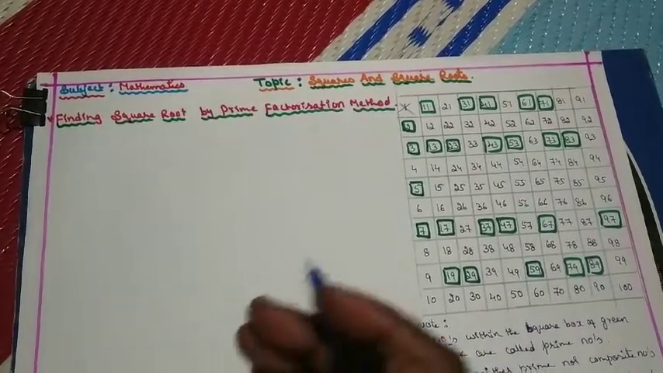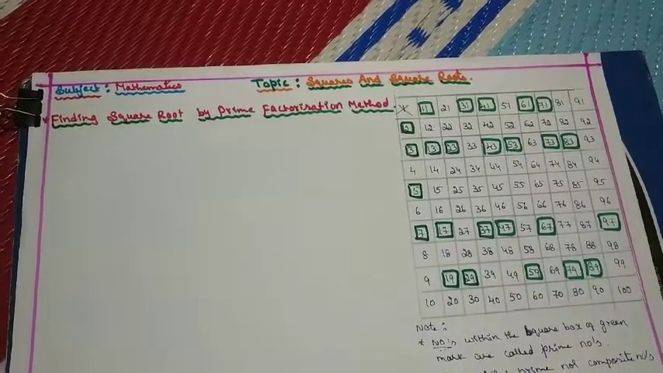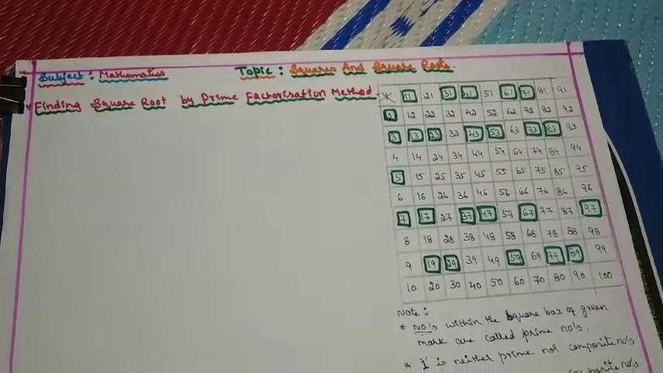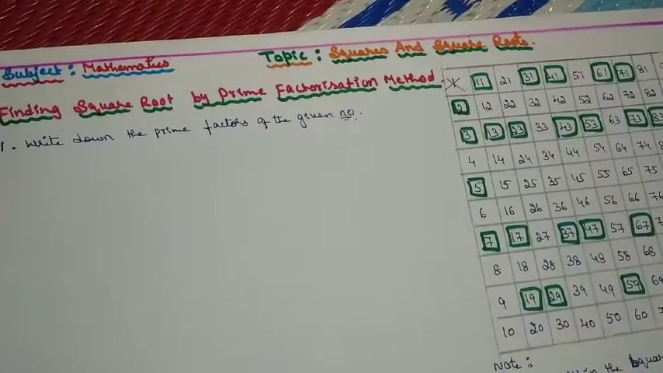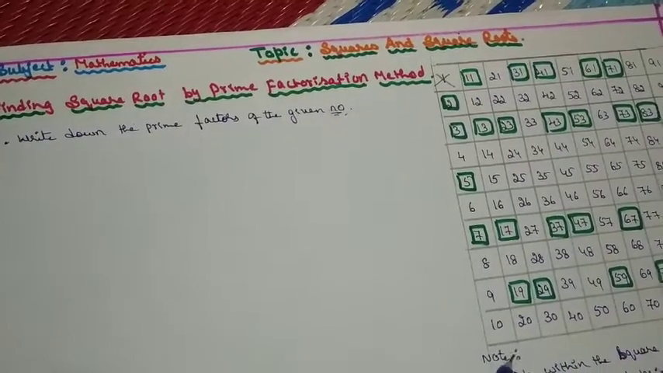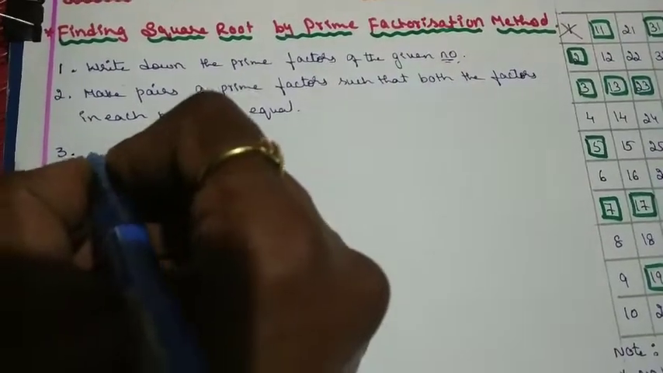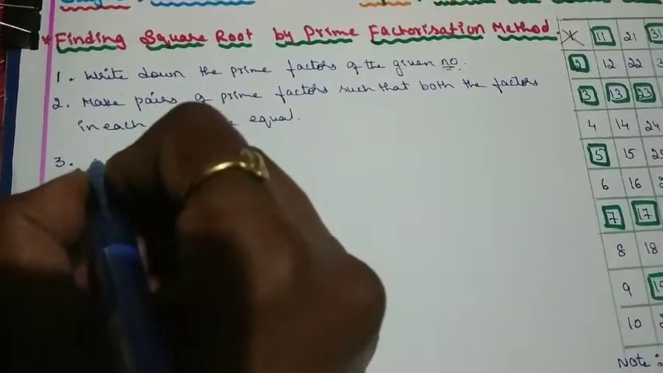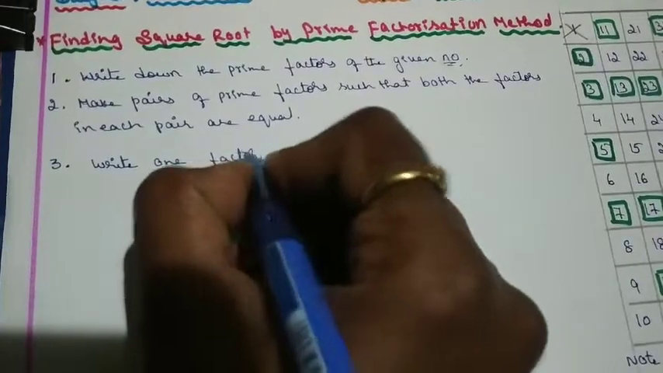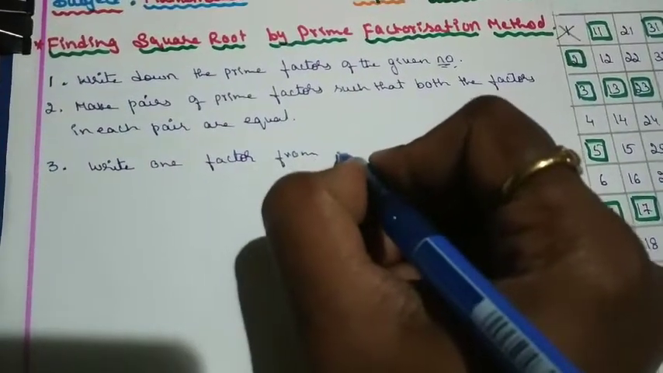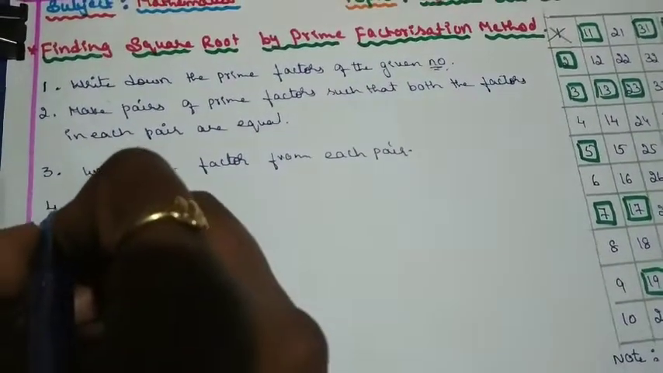Before taking an example and solving, there are some steps to be followed when finding the square root of a number by prime factorization. The first step is to write down the given number in the form of prime factors. The second step is making pairs of prime factors such that both the factors in each pair are equal. Step 3 is to write one factor from each pair. No need to memorize these points, children. Automatically, when you start solving, you'll come across all this.